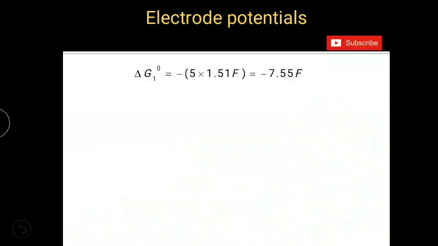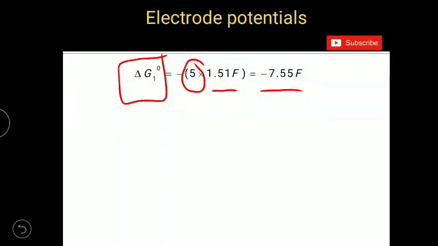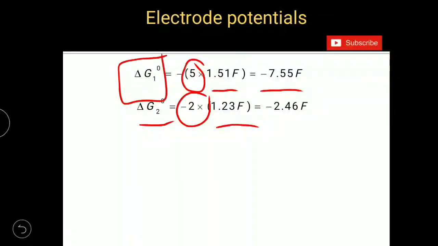So for the first equation, delta G1 naught is equal to minus NF E naught. N value is 5 moles of electrons involved, and E naught value is 1.51 volts. Then delta G1 naught you will get is minus 7.55 F. For the second equation, delta G2 naught is equal to minus 2 into 1.23 F, because the number of moles of electrons transferred in the second reaction is 2 moles and its electrode potential value is 1.23 volts. So overall delta G2 naught value is minus 2.46 F.